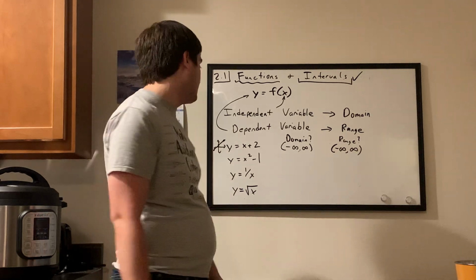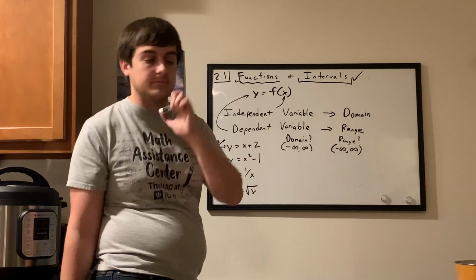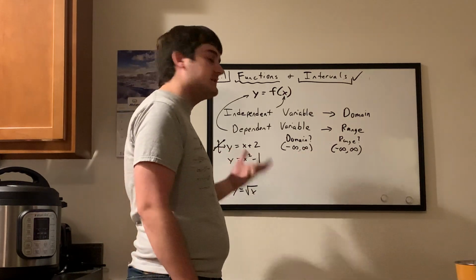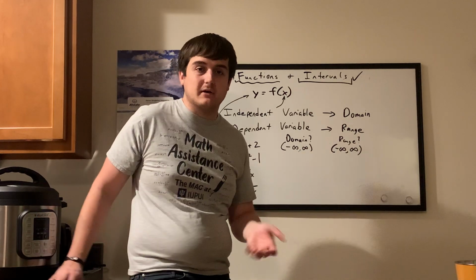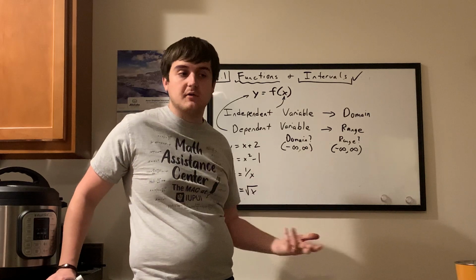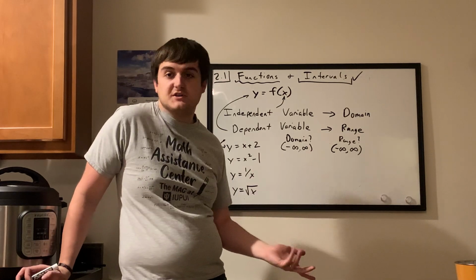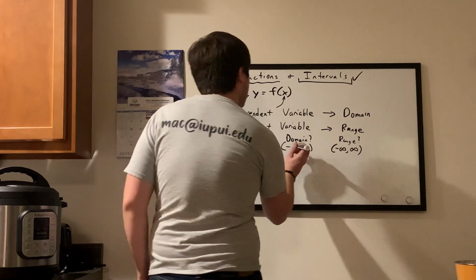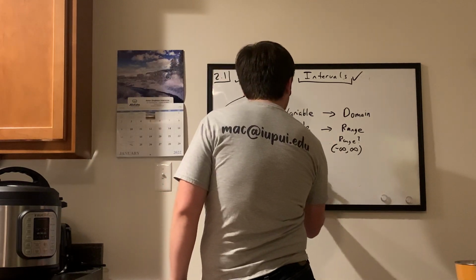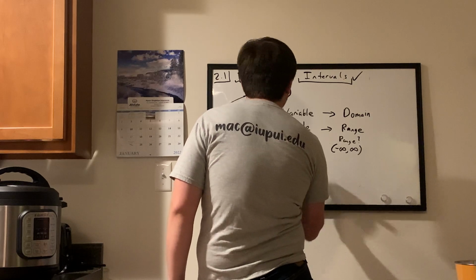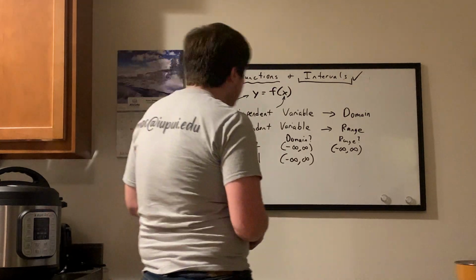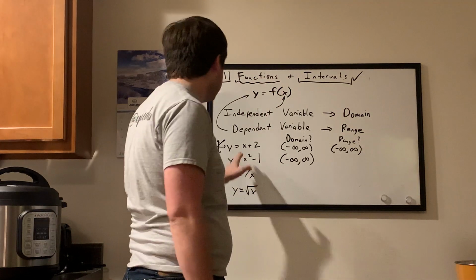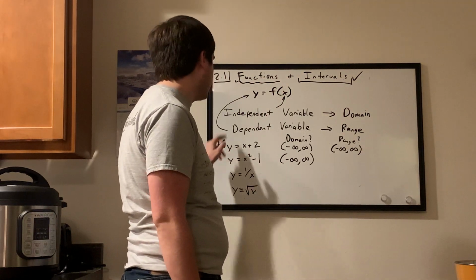So it works out. Now let's talk about x squared minus 1. Again, for the domain, it's x squared, so I can take any number and square it. If it's positive or negative, I can get whatever I want, so there's no issue. The domain here is going to be minus infinity to infinity. Now something different happens with the range, right?